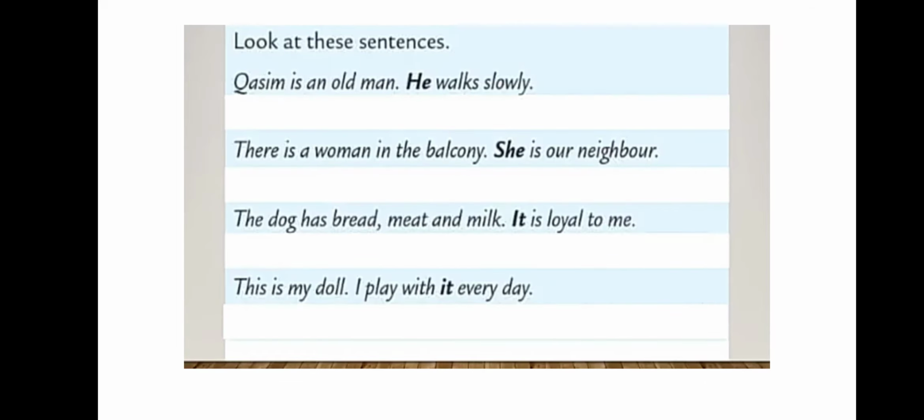Now look at these sentences. Qasim is an old man. He walks slowly. Here Qasim is a boy. So for boy we use he. At the place of Qasim we use he.